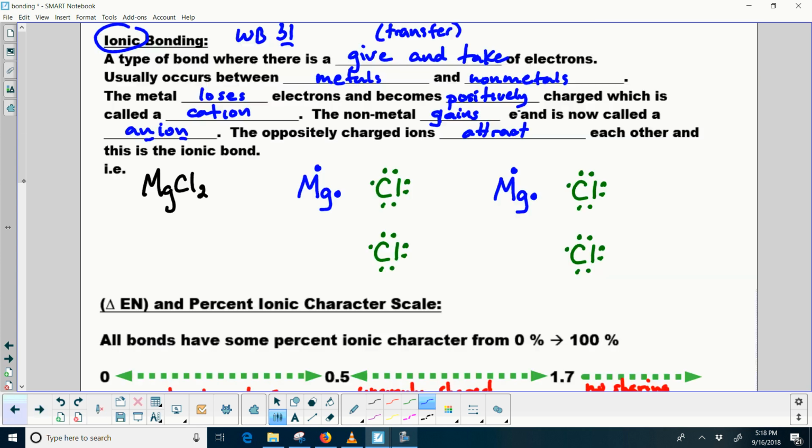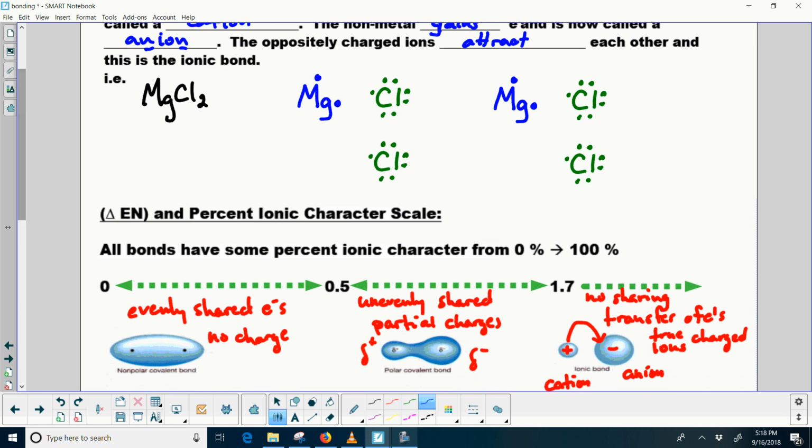So what you have in your workbook is this little note, and we're going to be looking at an example before I actually copy the note down. So what I have here is magnesium chloride. Now magnesium chloride is a metal, non-metal. In grade 9 and 10, you said, okay, metal, non-metal forms ionic bonds.